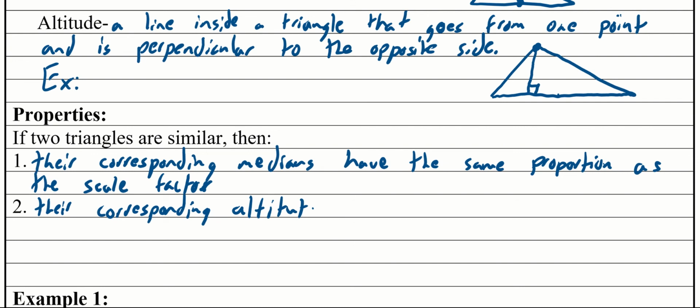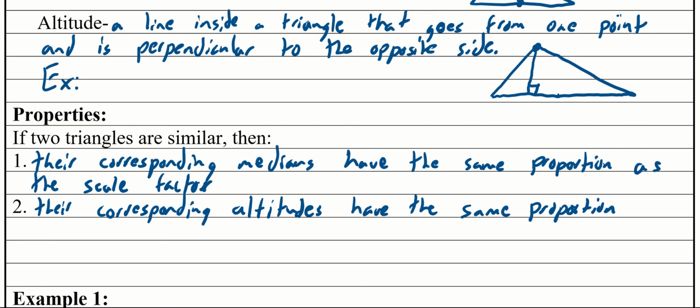And we'll just shorten this one here since we've already written the bulk of the definition in the other one. Their corresponding altitudes have the same proportion as well. We'll just cut it off there. Okay, same idea. It's the same proportion as the scale factor. So this is very helpful because that means we can use this to solve for different side lengths and angles if I'm looking at a median or an altitude here.